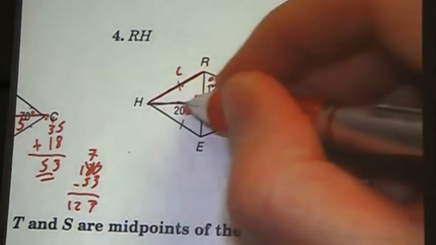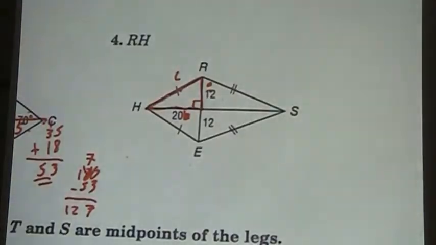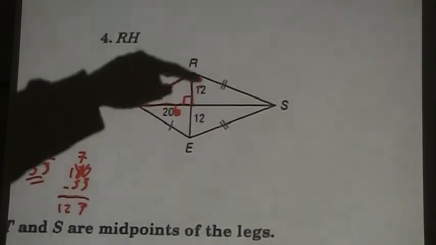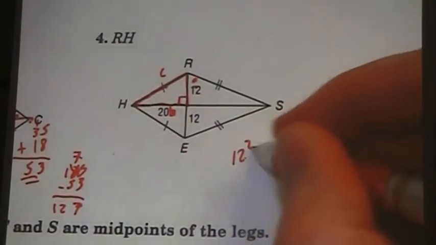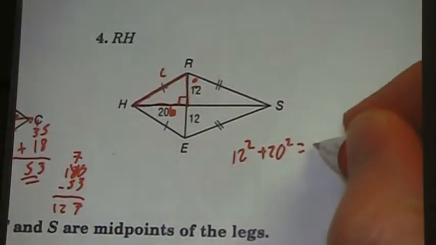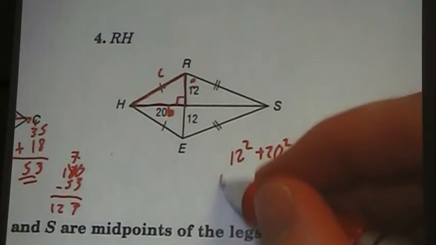So I'm just looking at this triangle right here, guys. Okay. And we have a squared plus b squared equals c squared. So 12 squared plus 20 squared equals c squared. And then we can just solve this guy.